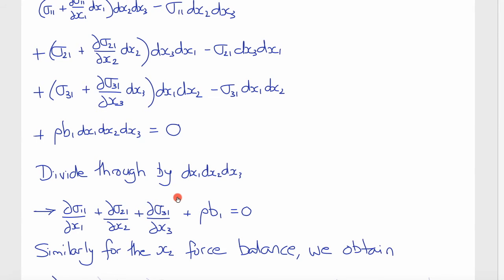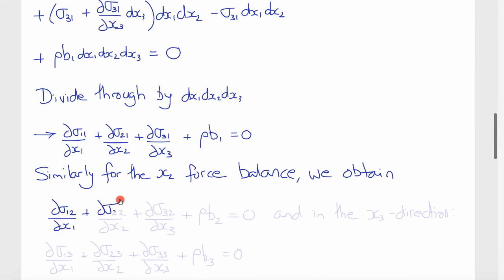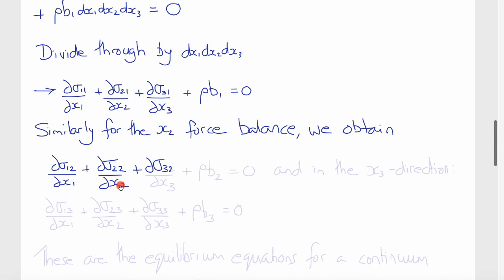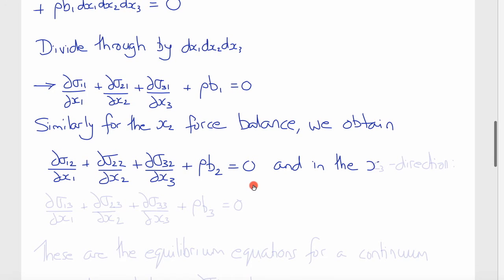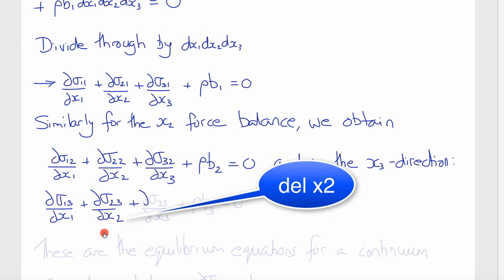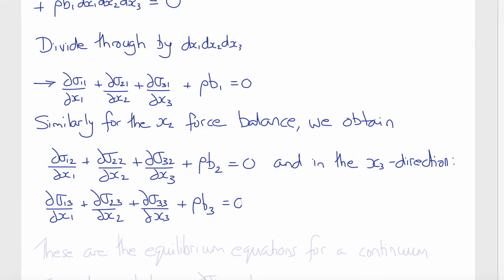And we can similarly do the same thing in the other two directions and get analogous expressions. ∂σ12/∂x1 plus ∂σ22/∂x2 plus ∂σ32/∂x3 plus ρ times b2 equals 0. So that's the x2 force balance. And finally, in the x3 direction, we'll get ∂σ13/∂x1 plus ∂σ23/∂x2 plus ∂σ33/∂x3 plus the x3 component of the body force.